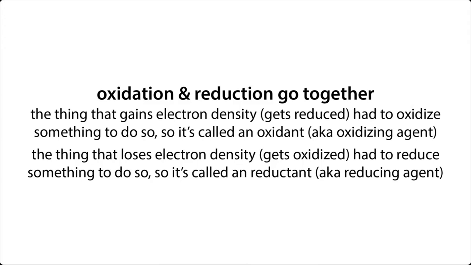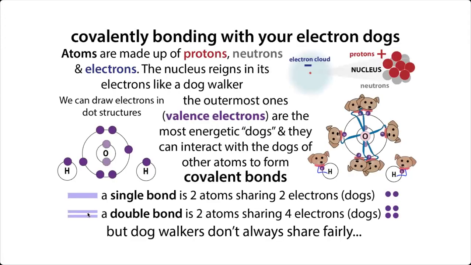So how do we determine whether something's a reductant or an oxidant? For this, I like to turn to a little dog analogy. Think about atoms as having the protons held in the central nucleus, and then the electrons around it. I like to think of these electrons as dogs, especially the valence electrons, the electrons in your outer shell. These are going to be the most reactive, the ones furthest from the pull of the protons in the nucleus.